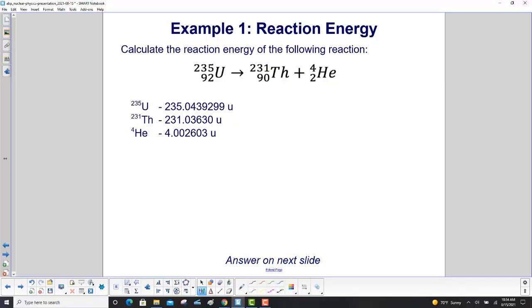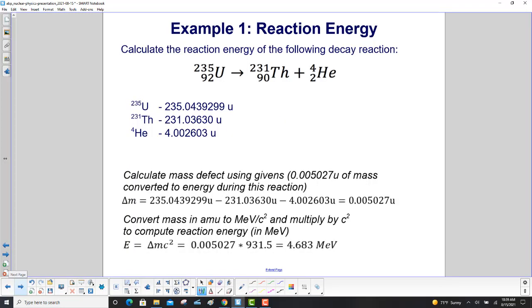Calculate the reaction energy of the following reaction: uranium-235 decaying into thorium-231 plus helium. Calculate the mass defect by determining the difference in mass between the uranium-235 and the two products, thorium and helium. So it's going to be this mass minus thorium and minus helium. Here's the AMU for uranium, the atomic mass. Here's thorium, notice the negative sign, and here's helium. We get a positive mass defect.